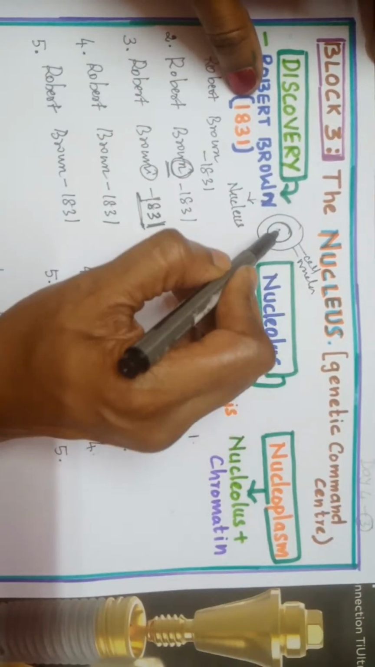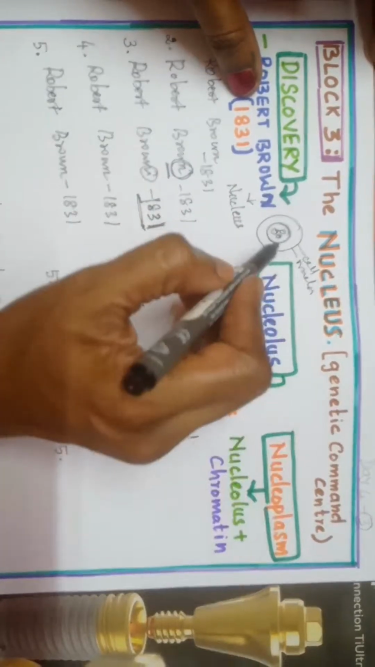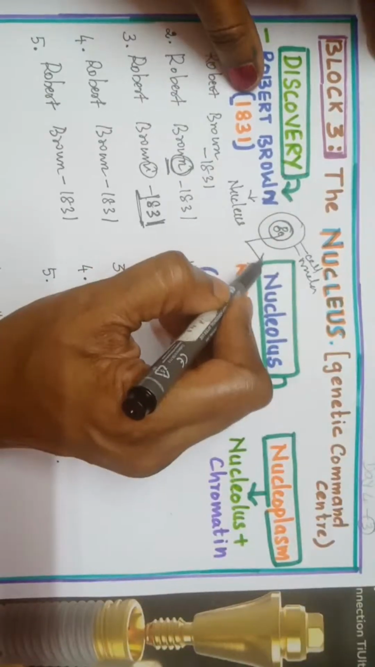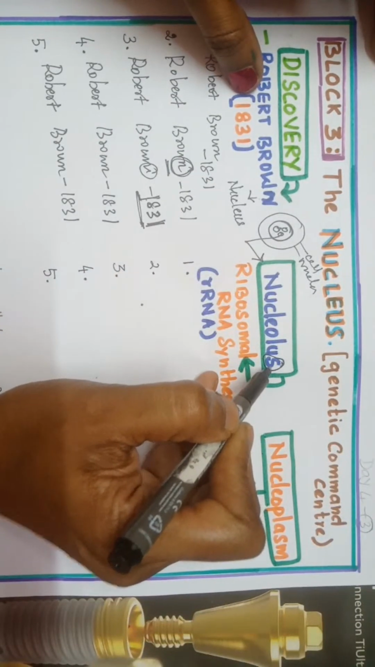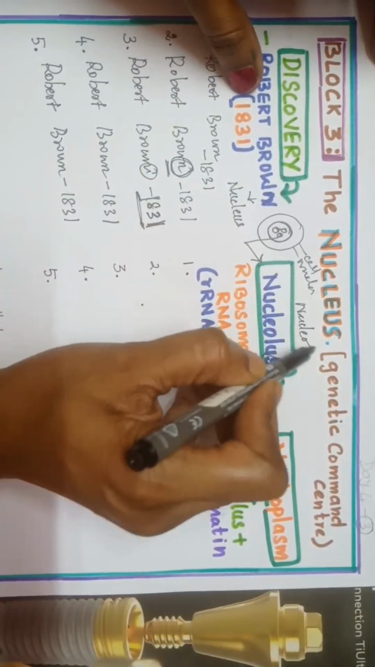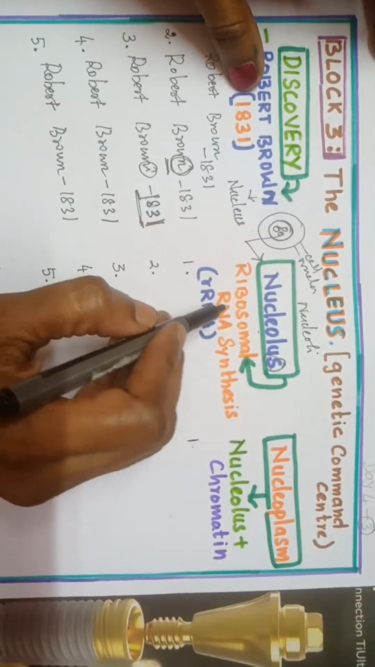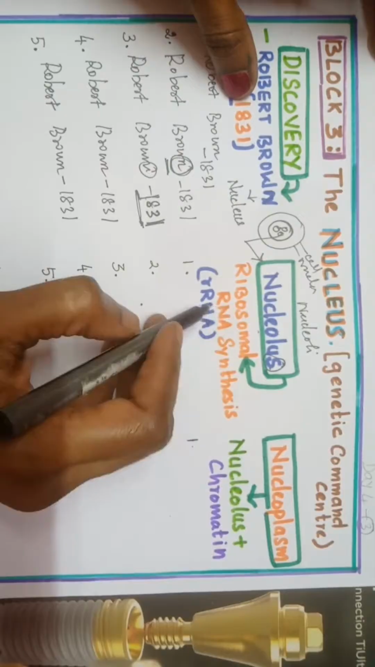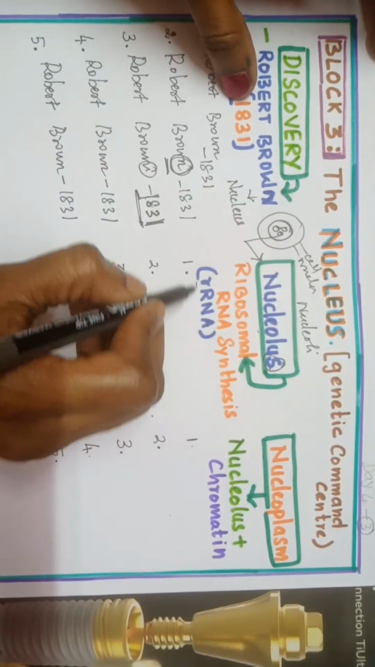Inside the nucleus you have spherical structures. They don't have a membrane. They are called nucleolus. Yes, singular. If it is one, you call it nucleolus. If it is many, you call it nucleoli. This nucleolus, what is the function of nucleolus? Very important MCQ. Synthesizes ribosomal RNA, that is rRNA.